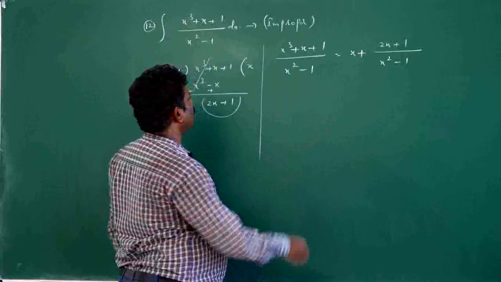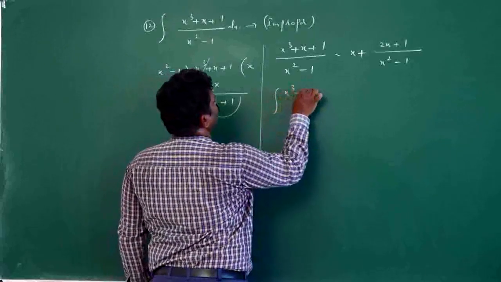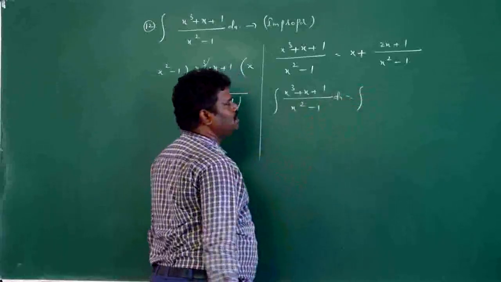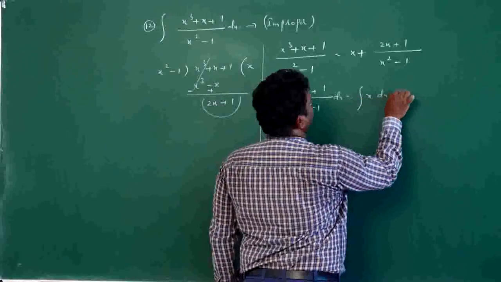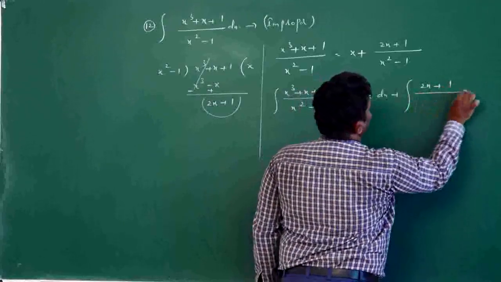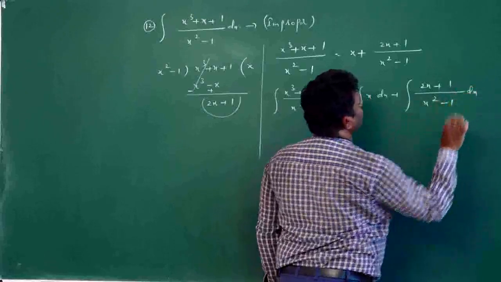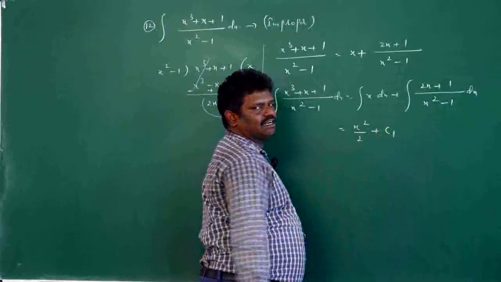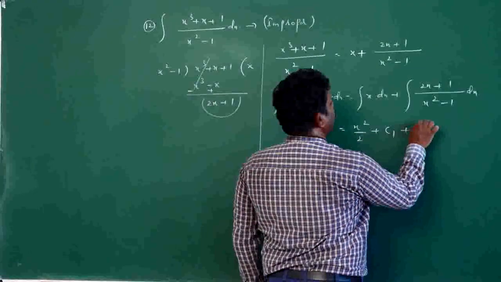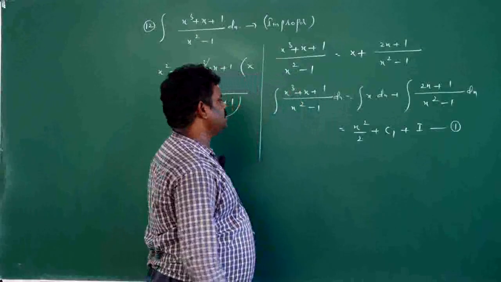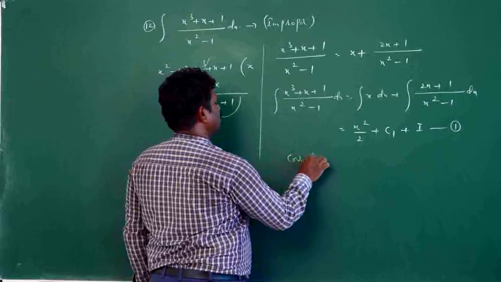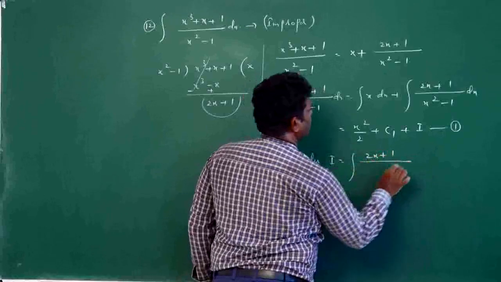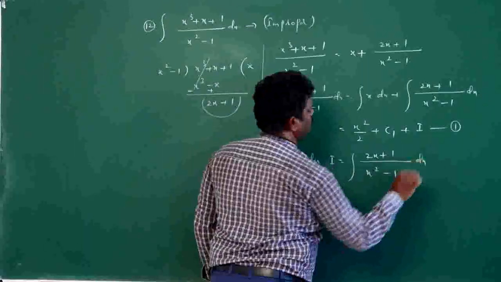Now we apply the integral on both sides. Integral of (x cube plus x plus 1) by (x square minus 1) dx is equal to integral x dx plus integral (2x plus 1) by (x square minus 1) dx. The first value is x square by 2 plus c1, plus this value, which we consider as I. Consider I is equal to integral (2x plus 1) by (x square minus 1) dx.